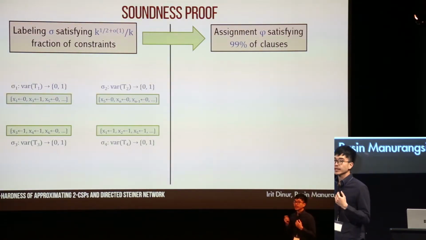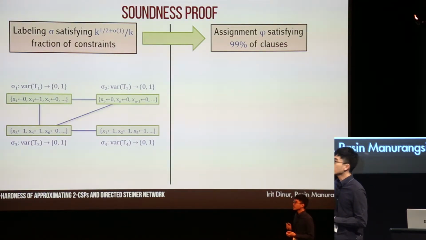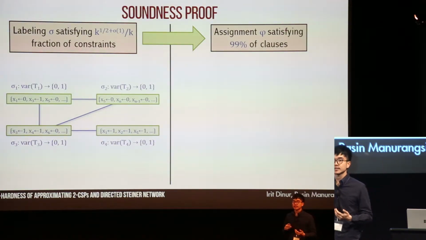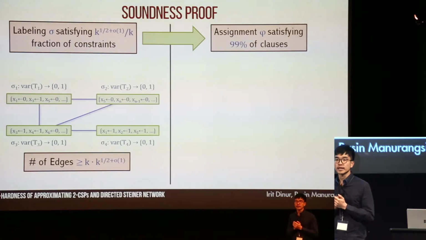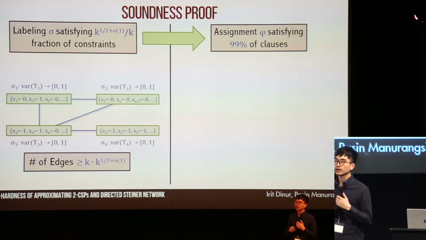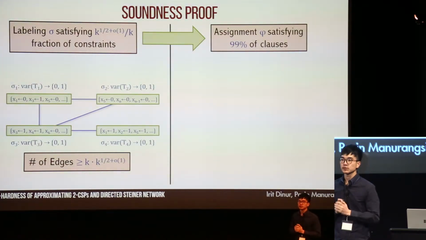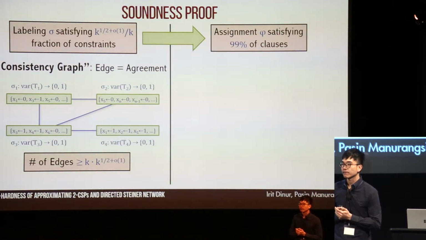So what does it mean for us to have a labeling here? A labeling in this case is just a bunch of partial assignments to T1 and so on, up to Tk. Let me join a pair of assignments by an edge if they agree. These are indeed the edges, the constraints that are satisfied by this labeling. Since we assume that this labeling satisfies at least a 1 over root k fraction of the constraints, we know that the number of edges is at least something like k times root k. You don't have to worry about this too much now. This graph I will call the constraint graph.